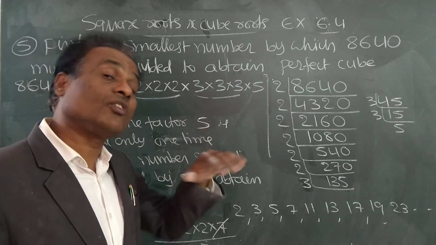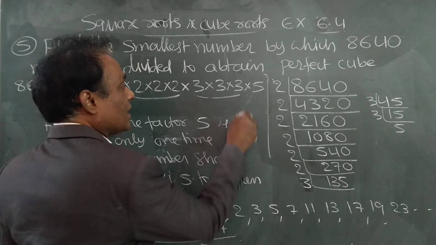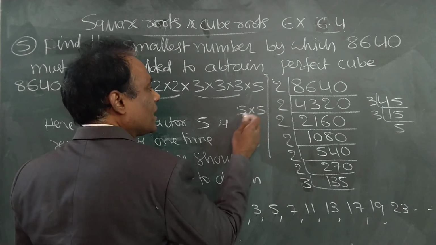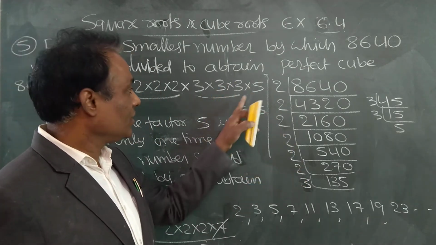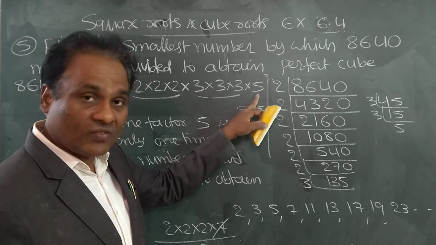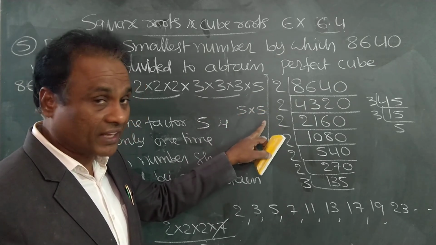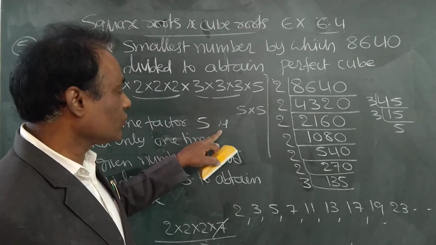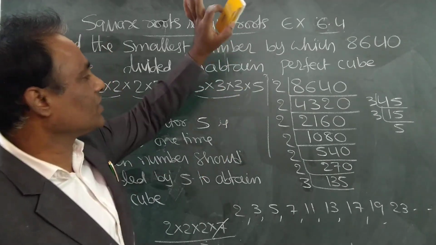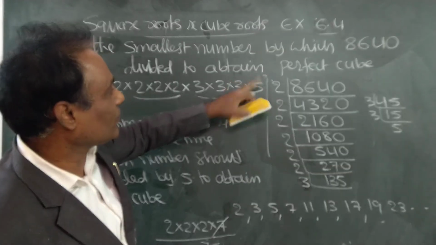Same question, what should be multiplied? Only 1 five is there, so 2 more 5s we require. 5 into 5, it should be multiplied with 25. So multiplied means 25. Divide means remove this 5. Divide with 5 so that the 5 gets cancelled.